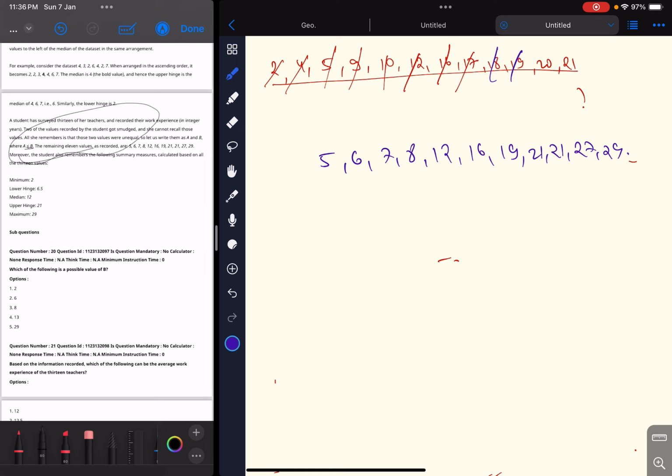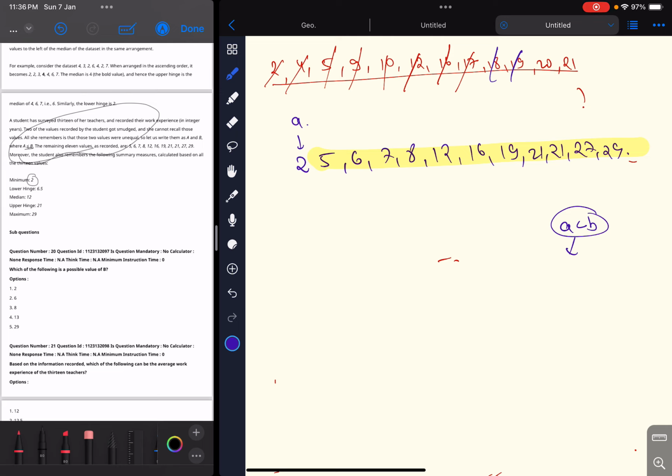Now see, it is given that the minimum value is 2, and we know that there are two values left which the student did not know, that is a and b, okay, and a is less than b. Here I cannot see any 2, okay, which means that either of a or b will be 2. And we know that a is less than b, so a has to be 2, okay. So a is 2.